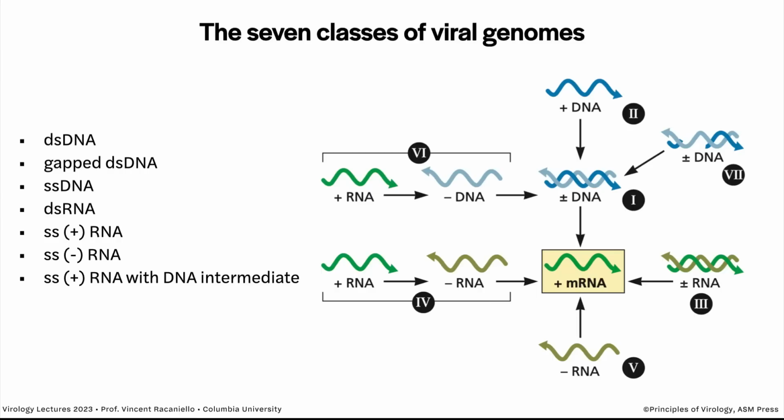So there are 7 classes of viral genome, and they're all shown here again. Double-stranded DNA, gapped DNA, single-stranded DNA. Those are the 3 DNA types. And then we have RNA of double-stranded, plus and minus, and plus with a DNA intermediate. Those are all represented on that Baltimore scheme.